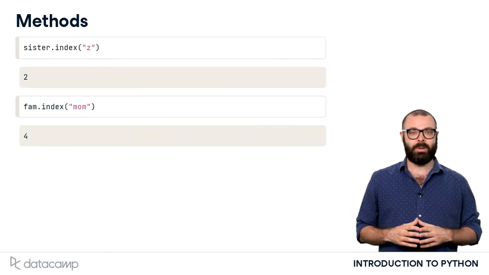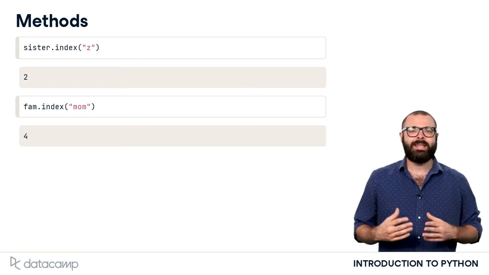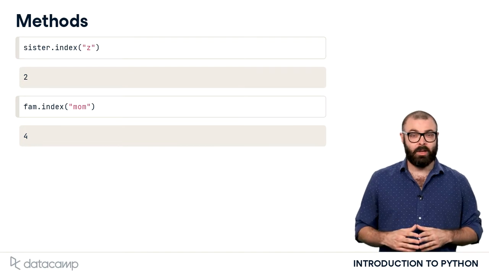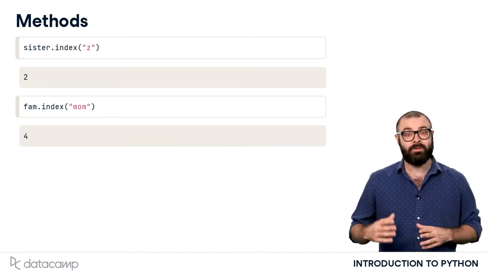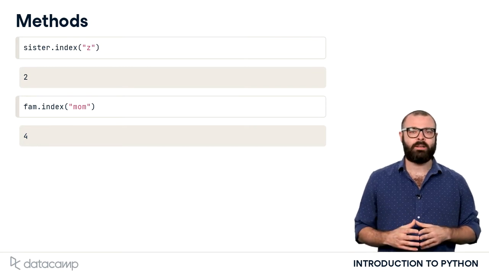Objects of different types can have methods with the same name. Take the index method. It's available for both strings and lists. If you call it on a string, you get the index of the letters in the string. If you call it on a list, you get the index of the element in the list. This means that depending on the type of the object, the methods behave differently.